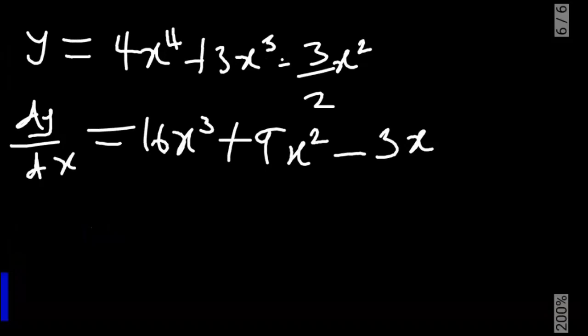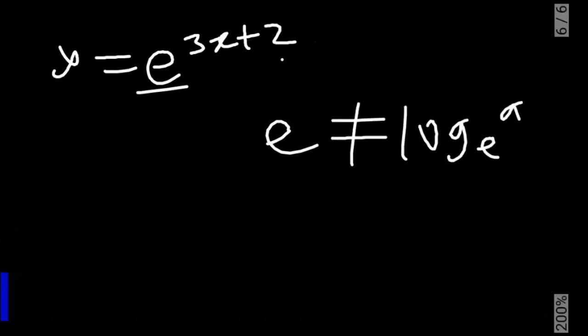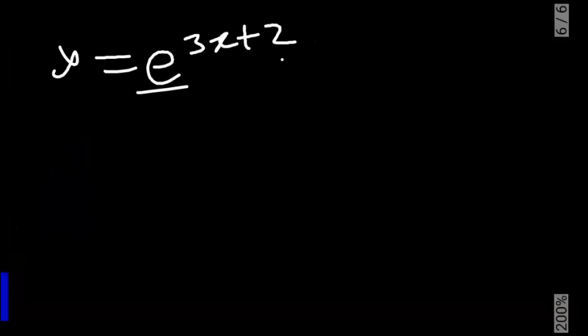Let's move to the exponential functions. We have y equal to e raised to the power of 3x over 2. This is our exponential function. Don't make this mistake. This is not equal to this. This is our natural logarithm. This is the exponential function. To get the derivative of this exponential function, the first thing we're going to do is to get the derivative of its power.